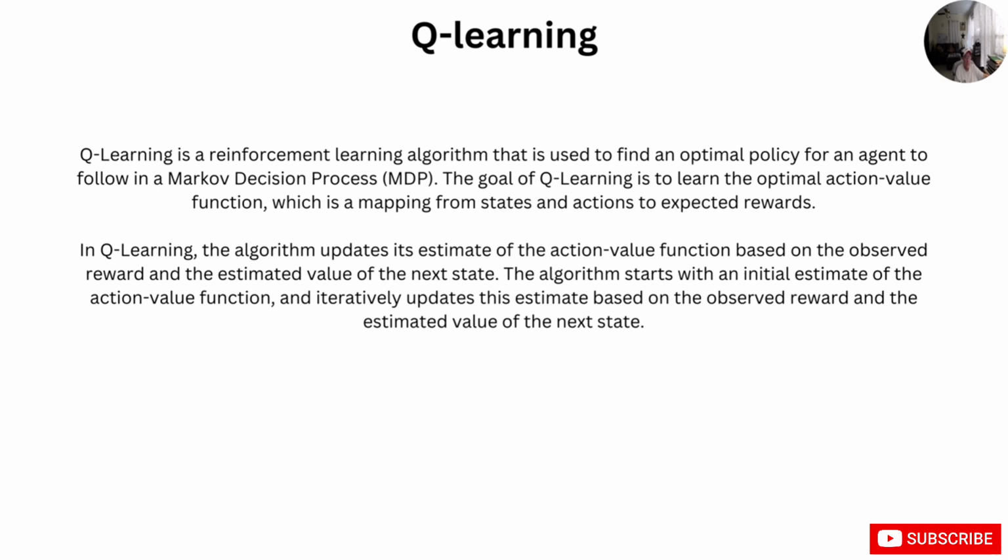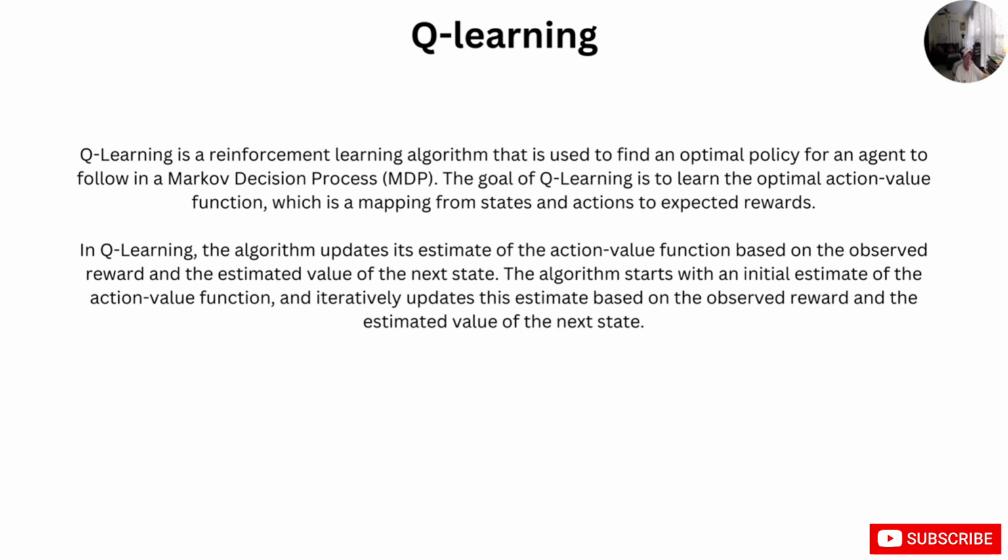Q-learning. Q-learning is a reinforcement learning algorithm that is used to find an optimal policy for an agent to follow in a Markov decision process. The goal of Q-learning is to learn the optimal action value function, which is a mapping from states and actions to expected rewards. In Q-learning, the algorithm updates its estimate of the action value function based on the observed reward and the estimated value of the next state.